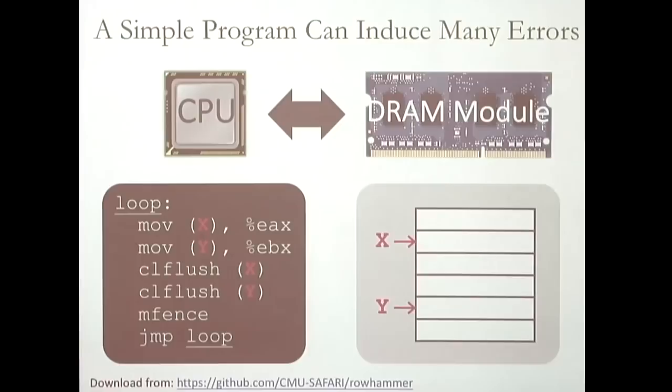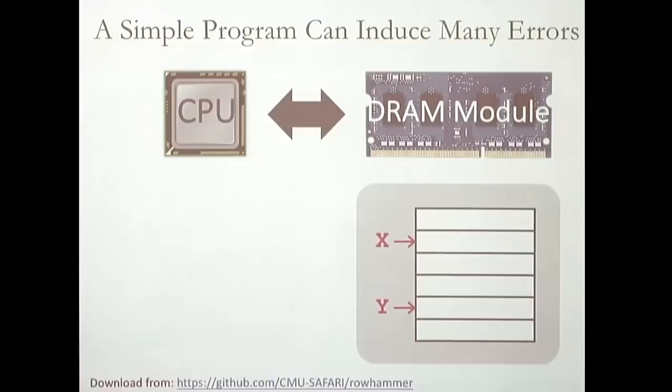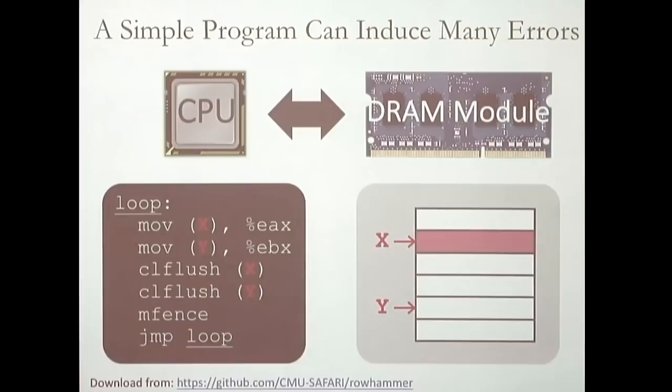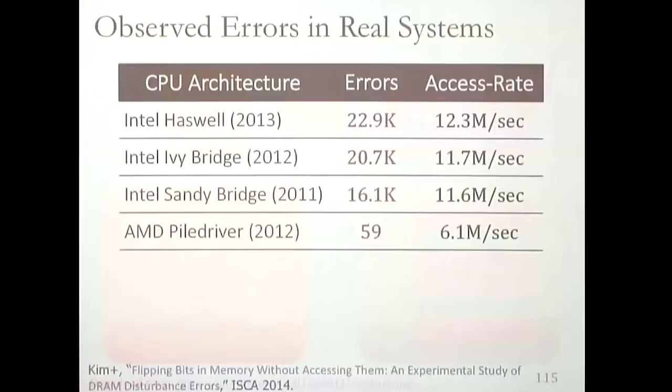So this is user-level code in x86. And what this code does is it intelligently selects addresses x and y. They map to the same bank. It avoids cache hits, flushes x from the cache. It avoids row hits. Remember the row buffer? You don't want things to be in the row buffer because you want to activate and precharge, activate and precharge. And to avoid row hits, you read x and y in a ping-ponging manner. That's why you have the CL flushes and reading in this manner. And basically, this program, if it works, does this. And if the chip is vulnerable, you'll get errors, hopefully.